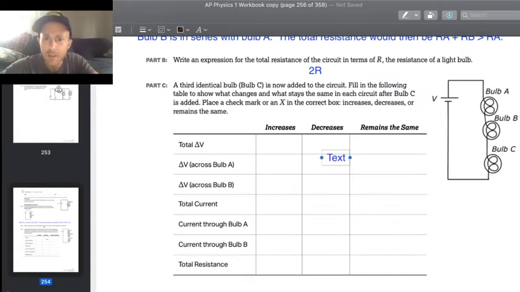So the total delta V is going to stay the same.